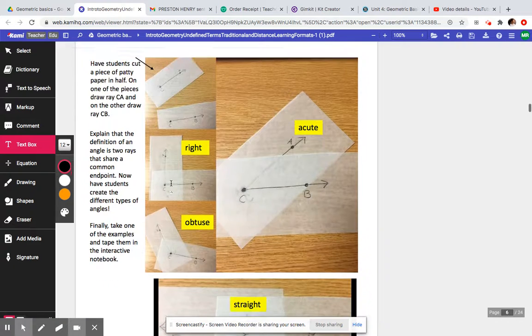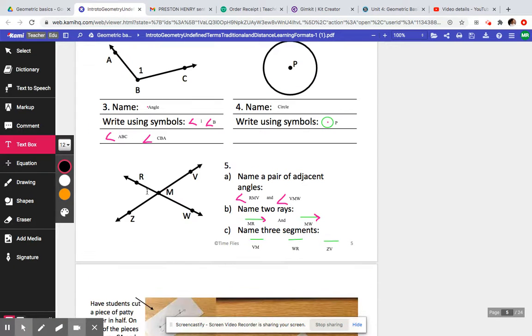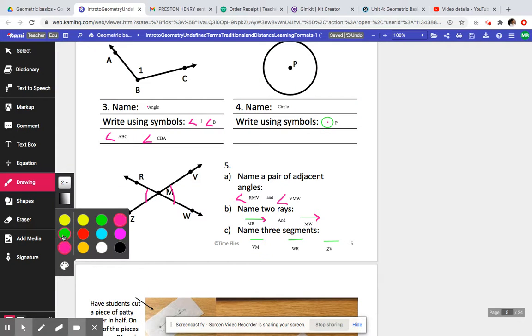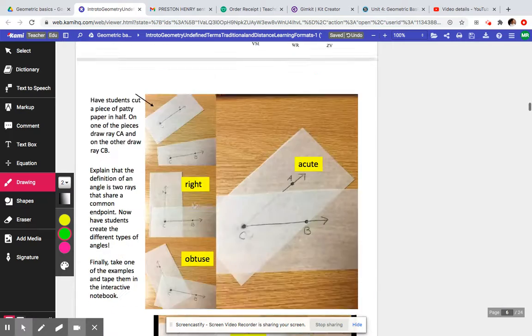Let's go up to 5 really fast. Angle RMV is vertical to angle ZMW. They're right across from each other, so they're going to be the exact same measure. The same thing goes for angle VMW, which is vertical to angle RMZ. These 2 angles here will be the exact same measurement. They're vertical to each other.